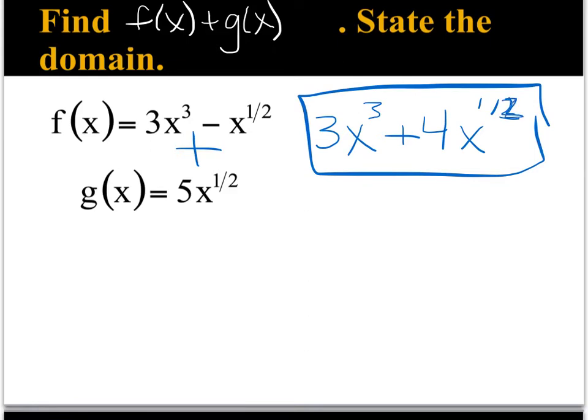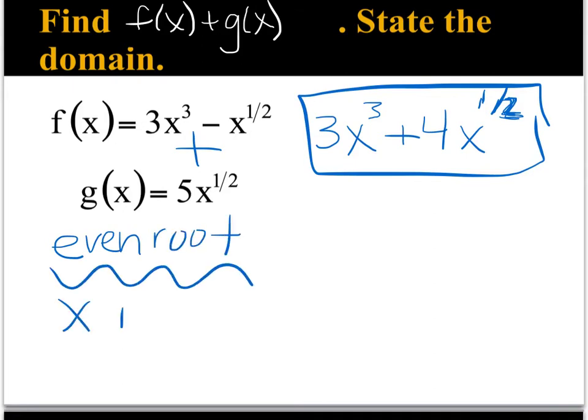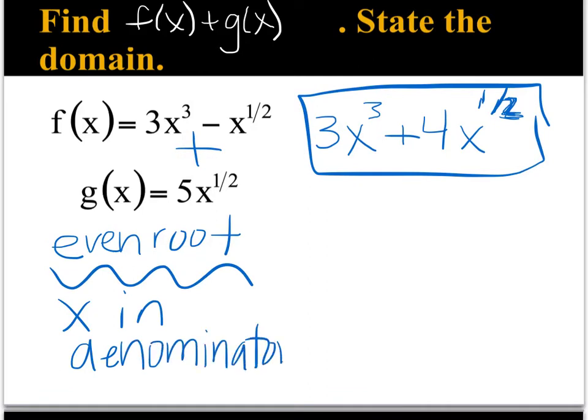Now for the domain part. In the video, I told you that the only time you have to be worried about the domain is when there is an even root or when there's an x in the denominator. Because when we try to find the domain, we're trying to find all the values for x that we can plug in there to get a real answer. So we can't have any imaginary numbers, and we can't have anything that's undefined. And as far as what we've done so far, these are the only two situations when I get an imaginary number or I get something that's undefined.